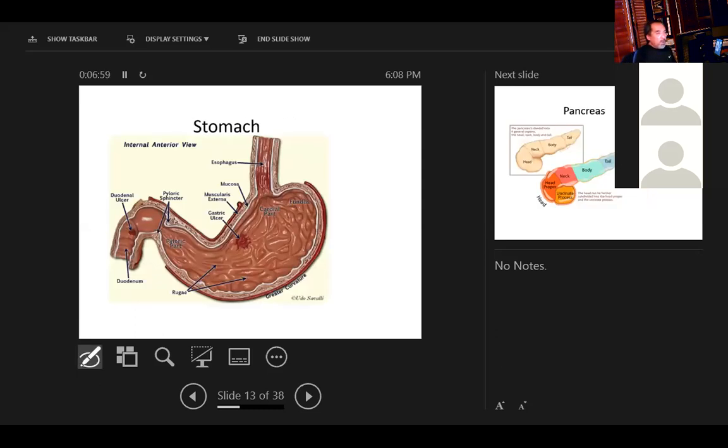Okay, so this is going to be, again, a picture of the stomach connected to the esophagus. And we've got the cardia, fundus, the body, and then pylorus. Okay, this actually shows you a gastric ulcer here.